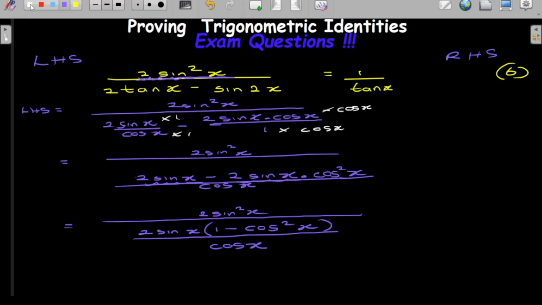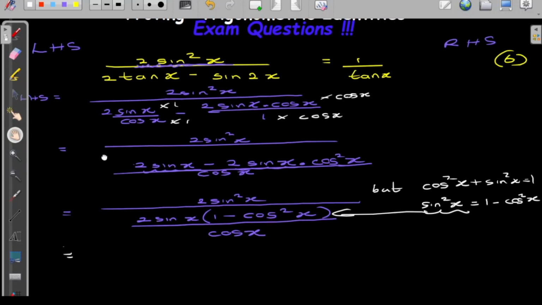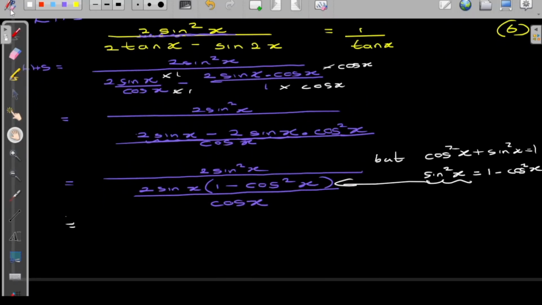But check this out. Cos²x plus sin²x is equal to 1. You should already know this one. So now sin²x will be equal to 1 minus cos²x, and then we are going to substitute that into the brackets, and rewrite the entire thing.